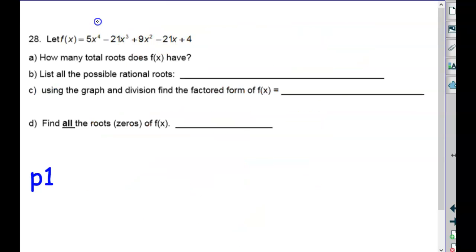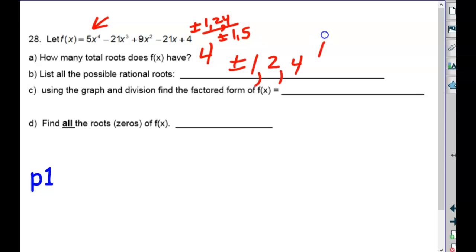Okay, this should have degree 4, so 4 total zeros. Possible rational roots, plus or minus 1, 2, and 4, over plus or minus 1 and 5, would be 1, 2, 4, 1/5, 2/5, 4/5. Okay, see which ones work.